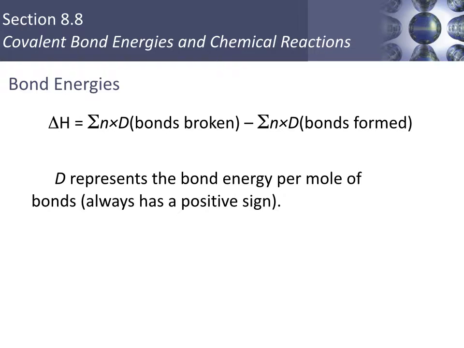When atoms combine to form a compound, energy is always given off, and the compound is going to have a lower overall energy. In this equation, we're looking at delta H, which is the change in enthalpy, and we can get some information from that. We can determine if it's endothermic, where energy is absorbed, or exothermic.